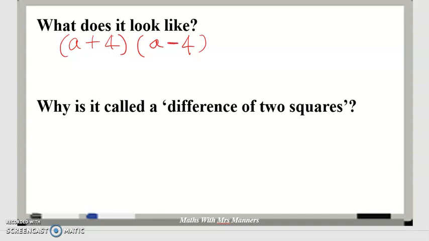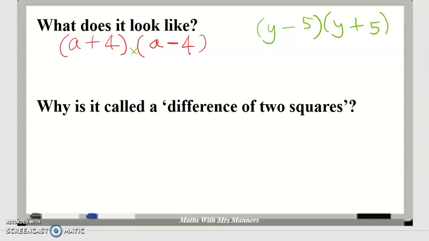Sometimes students will say to me, well, does it matter which bracket the minus goes in? Well, I want you to remember that with multiplication, order doesn't matter. If I multiply 3 by 5, I'll get 15. And if I multiply 5 by 3, I'll also get 15. So whichever bracket comes first, it's not a big deal because the overall result will be exactly the same. So the quick answer is no. A minus in either bracket is fine as long as you have one of each sign in the brackets.